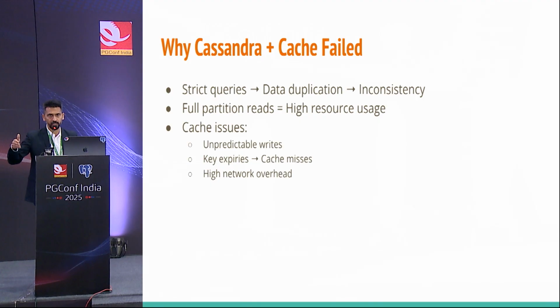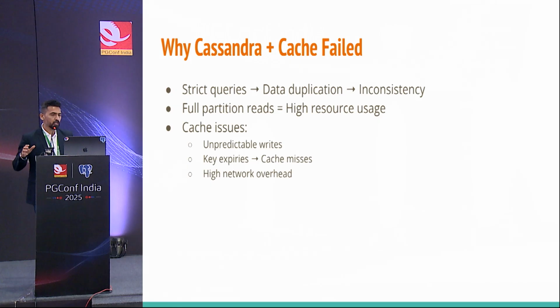So because you have to do the query, you'll end up duplicating the data. You'll write the same data onto a different table, but now you'll modify your index patterns, which means that now it will have an inconsistency, right? Because it doesn't support transactions, if you write to one table and fail to write to another table, you have an inconsistency. The other problem that we saw in our use case is the full partition read. And again, it's a very typical Cassandra thing.